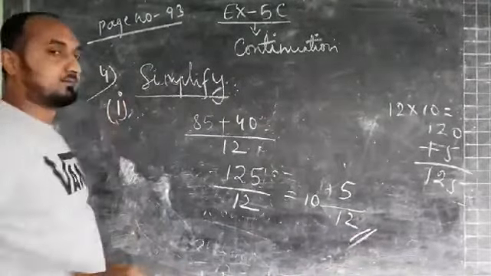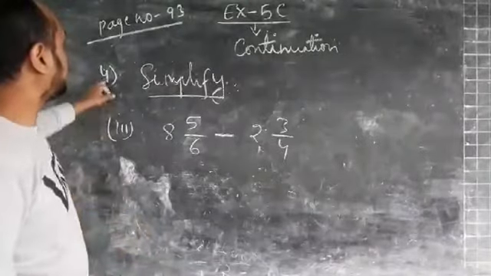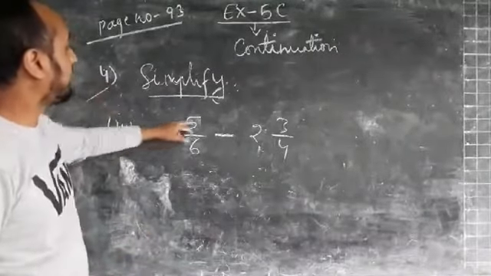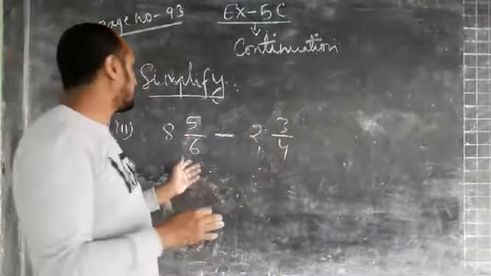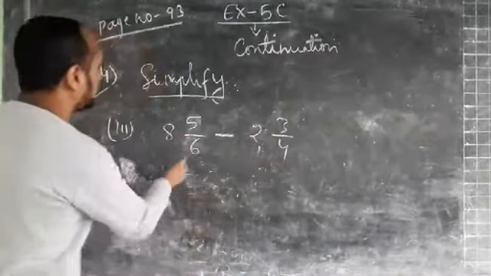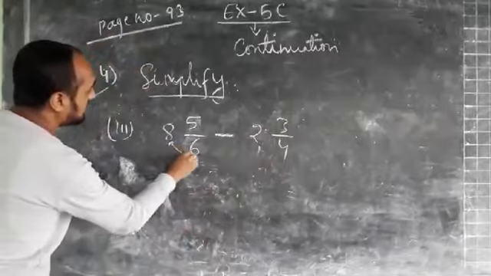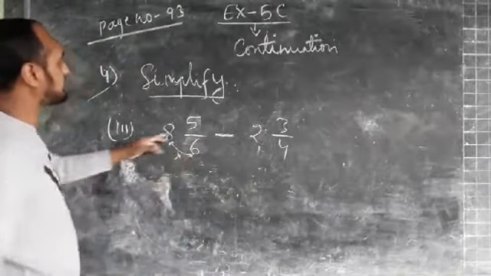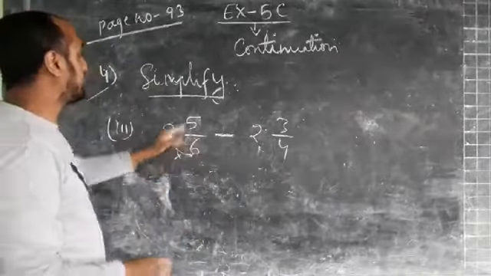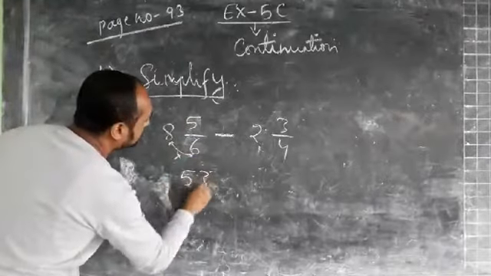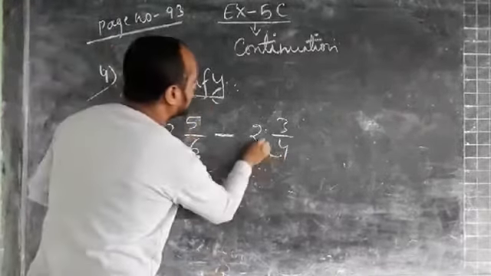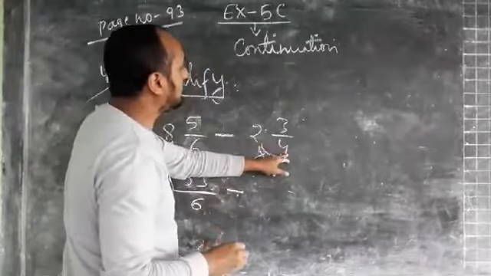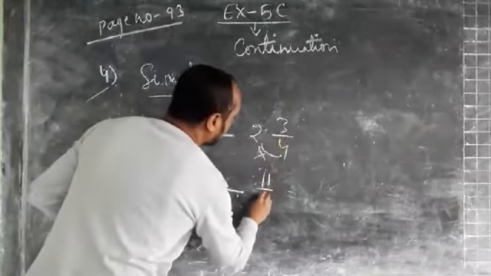Question number 4 or 1. And next, from question number 4 we have 8 5 by 6 minus 2 3 by 4. So here we have to convert these numbers into simple fractions. So here we have to multiply this 8 into 6. 8 6s are 48. 48 plus 5 we have 53 by 6, minus 4 2s are 8 plus 3, 11 by 4.